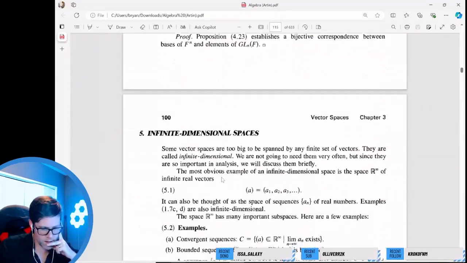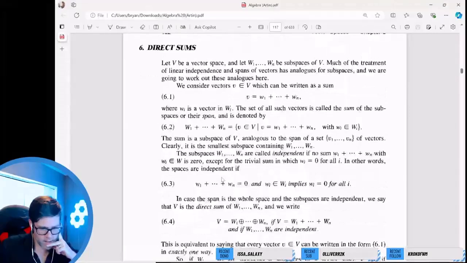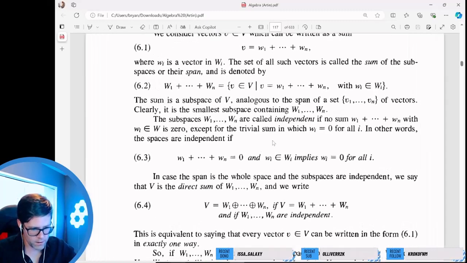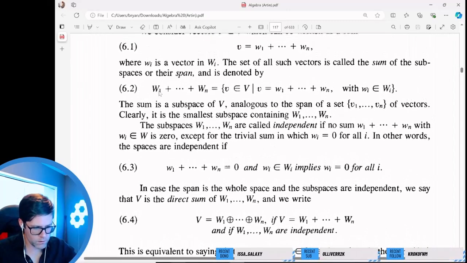Is this in the direct sum section? Here it is. Oh, it's in the direct sum section. Yeah. Here it is. It's right here. So maybe it needs a little bit more legwork for me to be able to verify. But yeah, so the set of all such vectors is called the sum of the subspaces, or their span. So we create a vector that is an addition of all of these vectors.